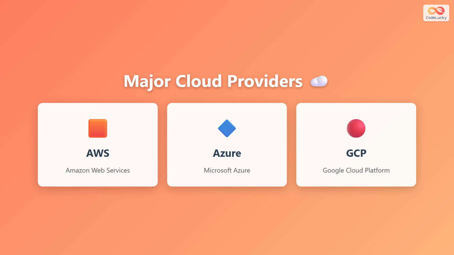Terraform supports hundreds of providers, but let's focus on the three major cloud platforms. First is Amazon Web Services, or AWS, which is the largest cloud provider globally. Second is Microsoft Azure, which offers deep integration with Microsoft Enterprise Services. Third is Google Cloud Platform, or GCP, known for its data analytics and machine learning capabilities. Each of these providers has its own set of resources and services that you can manage through Terraform.